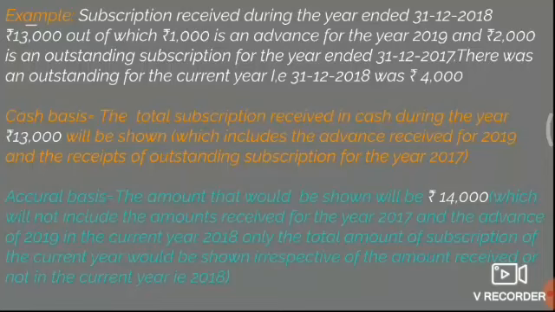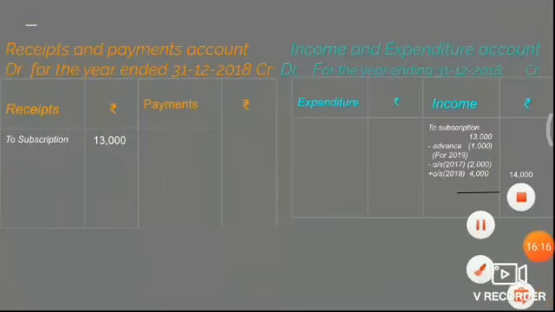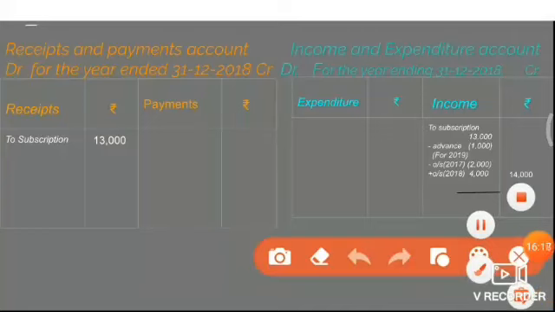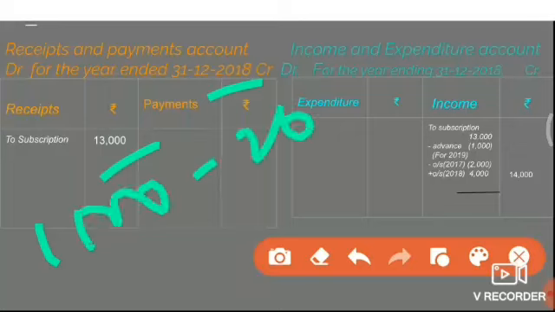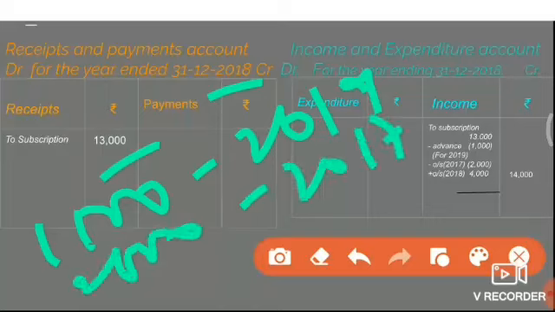So if it is shown in the form of an account, you will find that receipts and payments is on cash basis. So if it is for 2018, cash received during the year as subscription will be 13,000, which will include that 1,000 rupees which belongs as an advance for 2019, and also the 2,000 rupees which belongs for 2017. These are all included in this 13,000.